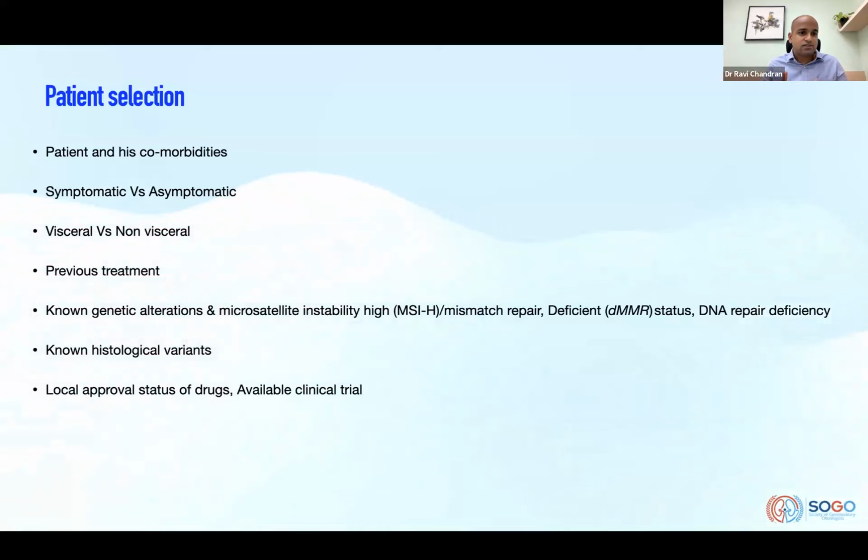And the next thing is to know histological variants. When we say histological variants, primarily we are talking about neuroendocrine differentiation, wherein the role for novel androgen receptor inhibitors or PARP inhibitors is almost nil, wherein chemotherapy takes center stage. And at the end of it, the local approval status of drugs. Though in guidelines and protocols we look at multiple treatment options, we also need to look at the local availability of it and available clinical trials, and make a suitable selection for our patient group.